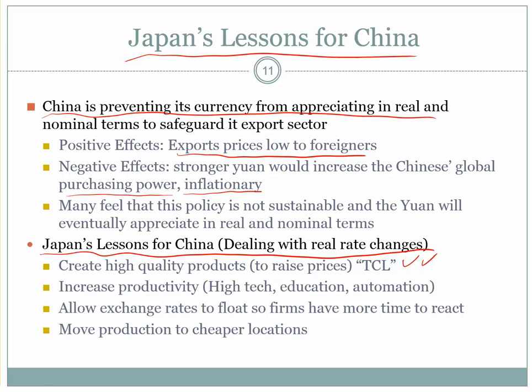So in order to have more price flexibility and to compete with larger margins, you might need to have a higher quality product. You also need to increase productivity to reduce your costs. The Japanese were one of the first to use really high-tech robotics in creating cars. They also allowed their exchange rate to float for the most part, giving industries a little more time to make some of these changes. And lastly, they moved production to cheaper locations. They moved production of cars to other low-cost countries, including producing cars in America that are sold in America.